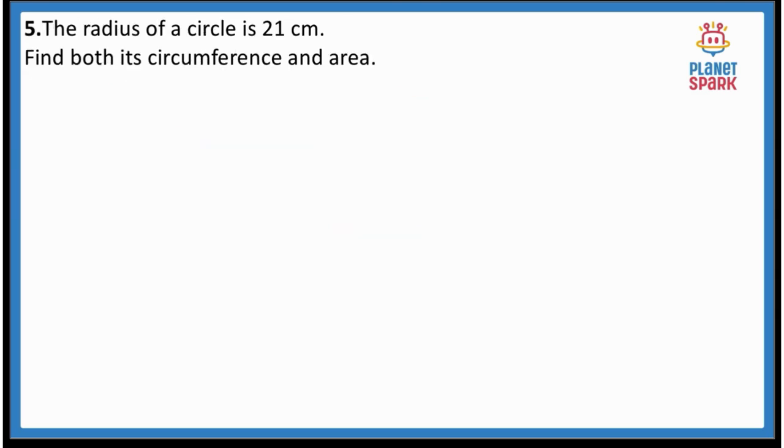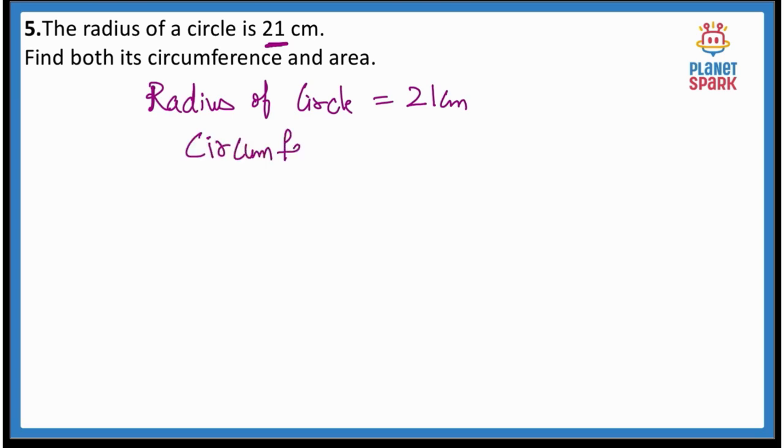The next question is: the radius of the circle is 21 centimeter. I need to find out both circumference and area. The radius of the circle given to me is 21. Let's just find out the circumference and area of the circle. Circumference of the circle, the formula turns out to be 2 pi r.